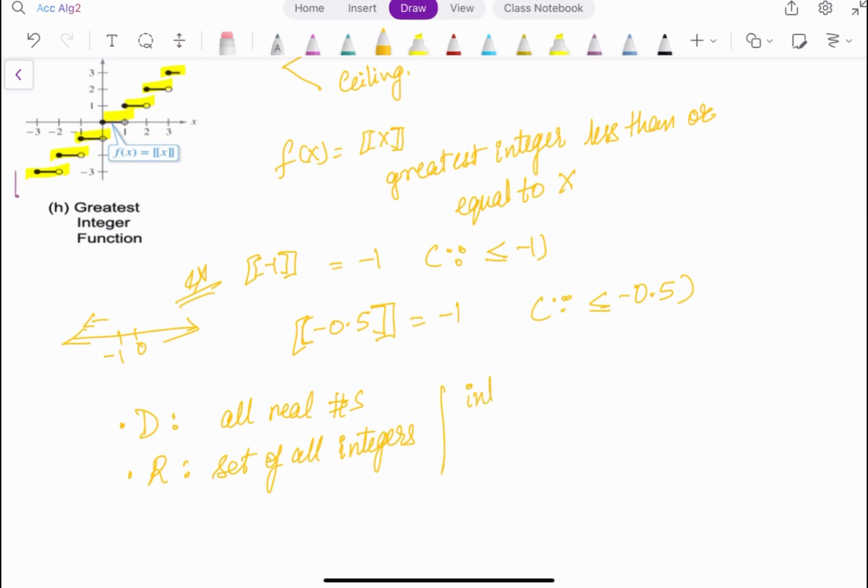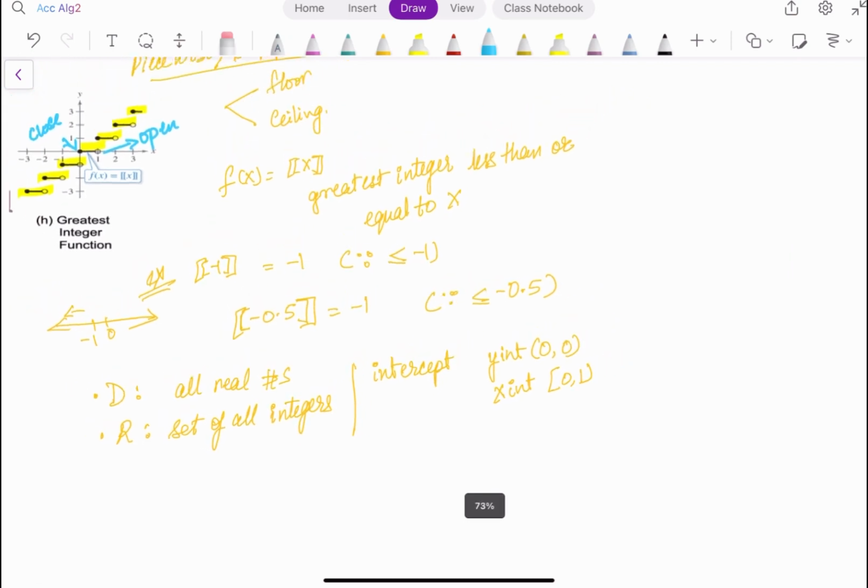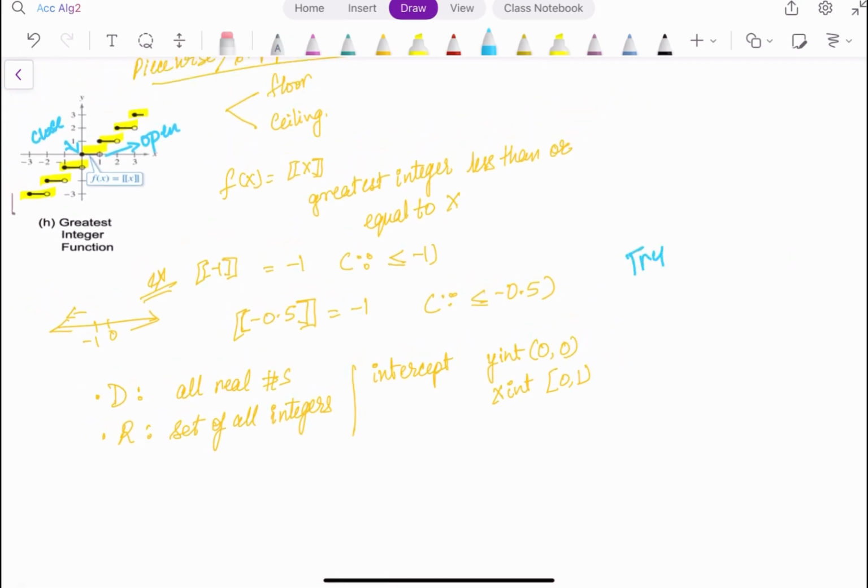So what are the intercepts? The y-intercept is at (0, 0). And for the x-intercept, if you look at the graph, it is a closed circle, so we will use the bracket for the closed circle. So it will be [0, 1), because 0 is included, but 1 is not included, because at 1 we have the open circle. Look at the graph: at 0 it is closed, and at 1 it is open.